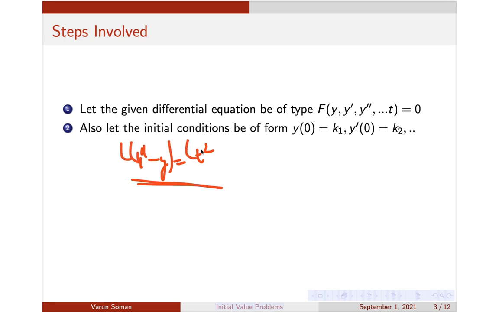Okay, that's the first step. So it will be like L of y double dash minus L of y is equal to the transform of t squared, which is 2 factorial by s cube. So you will do it like that.